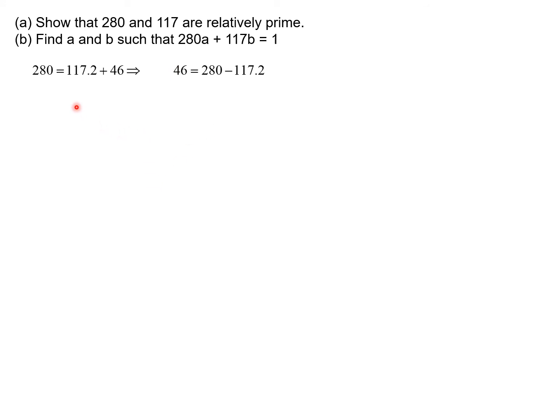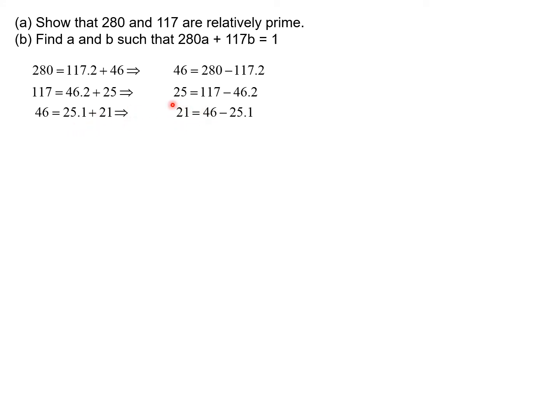And then as usual, for the next line, we simply divide the quotient 117 by the remainder, so it's 117 divided by 46. It will be 2 times 46, and the remainder is 25. Over here we make 25 the subject of the equation. For the next line, we divide the quotient 46 by the remainder 25. So it will be 46 equals 25 times 1, with remainder 21.